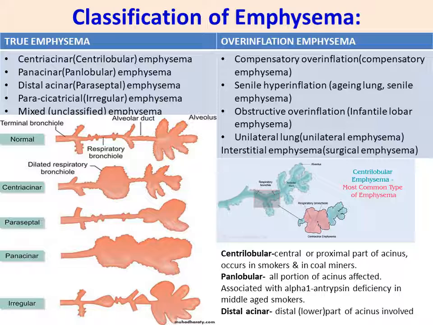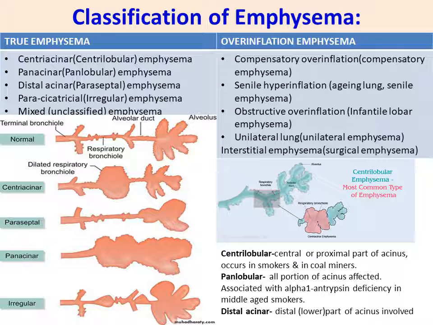Classification of emphysema. Emphysema is classified into two groups: true emphysema and overinflation emphysema. First, true emphysema has 5 categories: centriacinar emphysema, also called centrilobular, panlobular emphysema, distal acinar emphysema, irregular emphysema, and mixed emphysema.